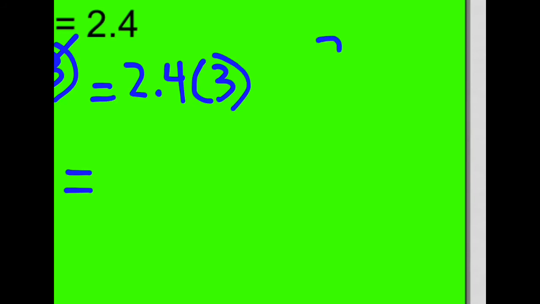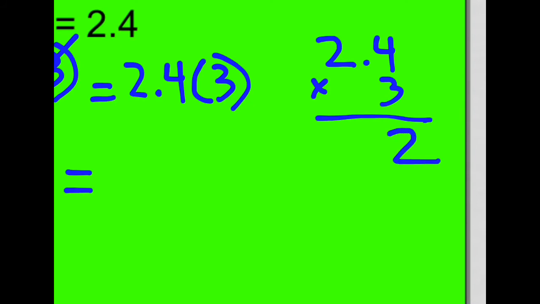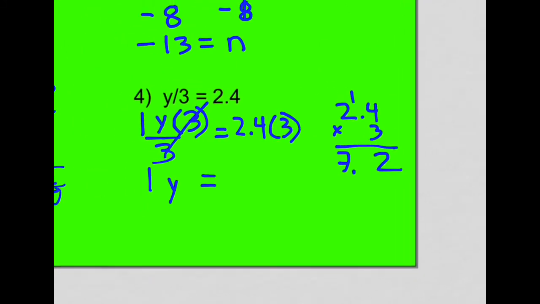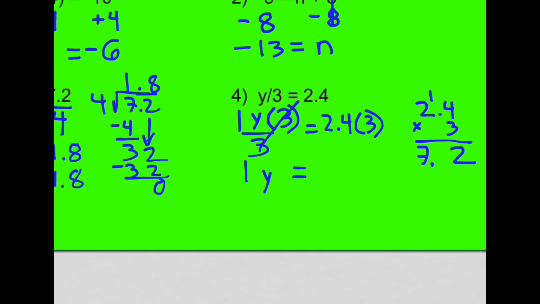Well, I might need to go work this out on scrap paper. 3 times 4 is 12. Carry the 1. 3 times 2 is 6, plus 1 is 7. And 2/10. So 1y equals 7 2/10, or y equals 7 2/10.